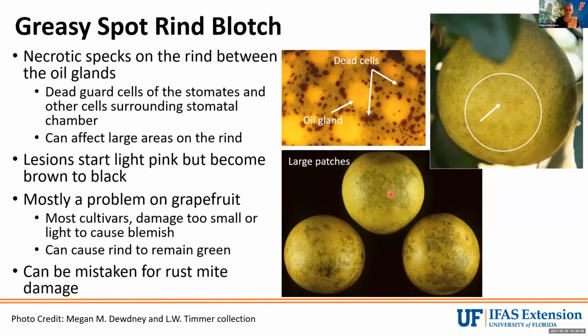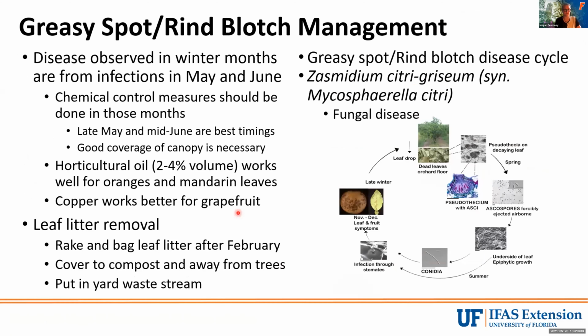Most of the time on other cultivars other than grapefruit and probably lemon, the damage is too small or too light to really cause a blemish, but you can see it can really darken the surface of the grapefruit. Often it's mistaken for rust mite damage, but the two can be quite difficult to distinguish if they're both somewhat light levels of disease. Often we get calls in the winter months, but in fact, that is actually too late. The infections that cause those symptoms are occurring in May and June. This is when chemical control measures should be done if you're going to take that approach.